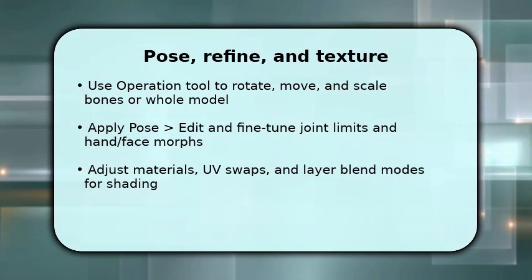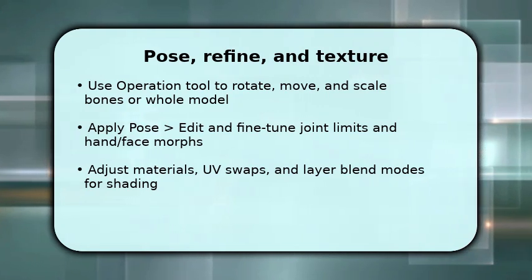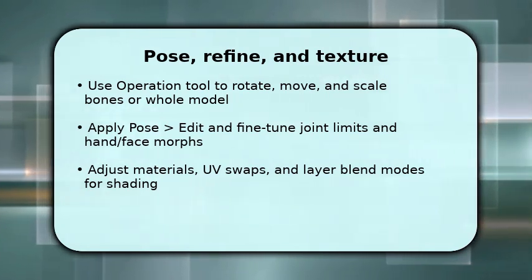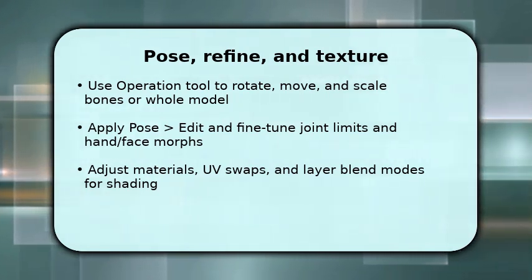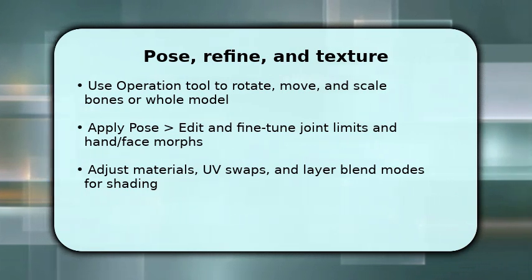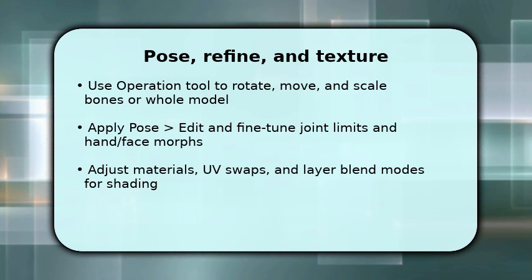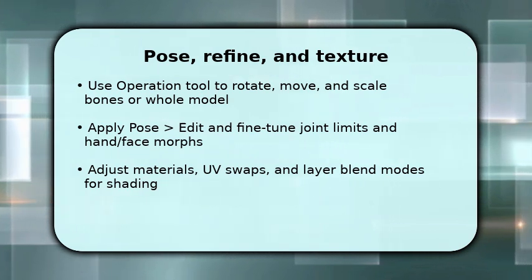You'll now pose and refine the model. Select the operation tool, switch to pose mode, and drag bones or control points to create the silhouette you want. Make sure to use joint limit sliders to avoid unnatural bends and use hand and face morphs for expression.